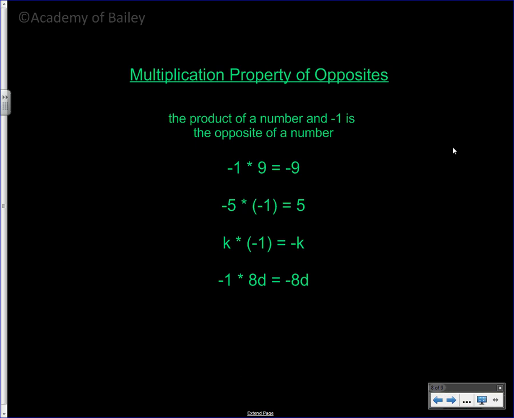This is the multiplication property of opposites. And remember, this only works for multiplication. It doesn't work for addition here. What this is saying is that you have a number and multiply it by -1, and it gives you the opposite of the number you started with.